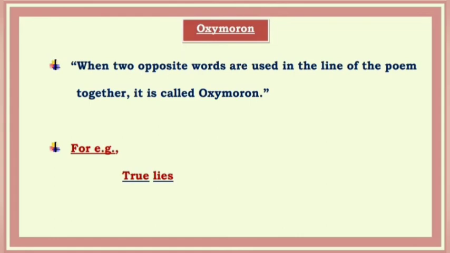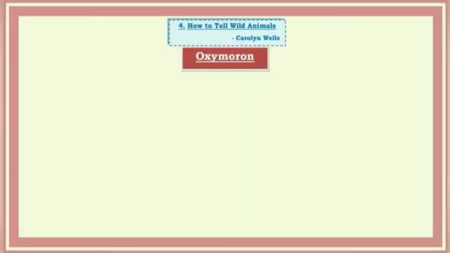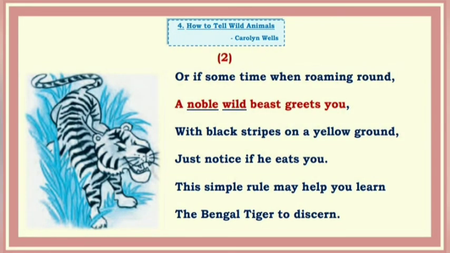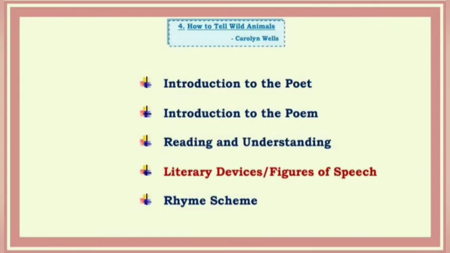Now, let's examine the use of oxymoron in the poem. Have a look at this line. A noble wild beast greets you. Here two opposite words, noble and wild, are used together for poetic effect. So, this is an example of oxymoron. So, dear children, these are the literary devices or figures of speech used in the poem.